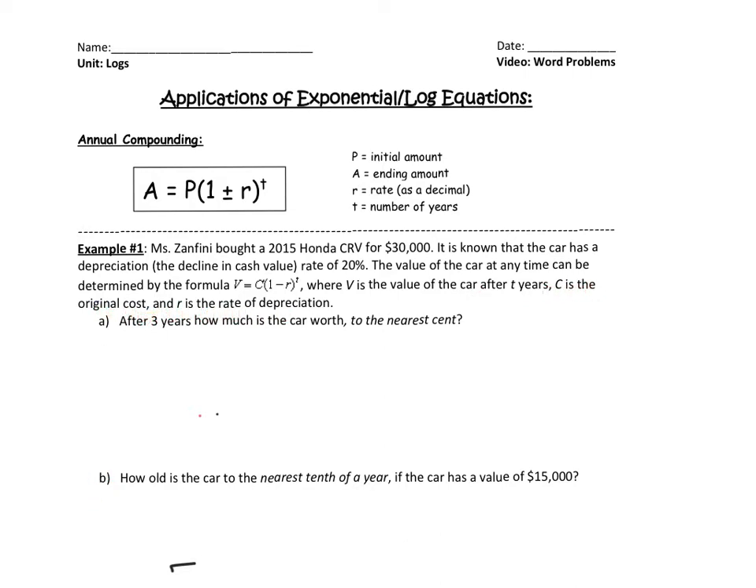So I'd like to solve part B. How old would the car be to the nearest tenth of a year if the car has a value of $15,000? So in other words, how long would it take for the car to be worth this amount of money, right? In a couple of years' time, the car is not going to be worth that $30,000.